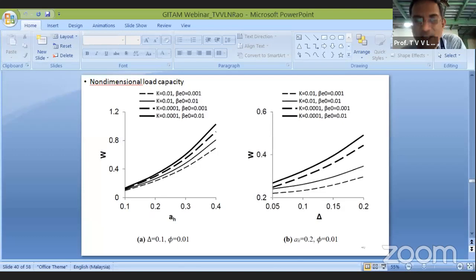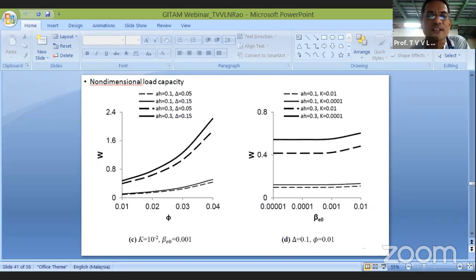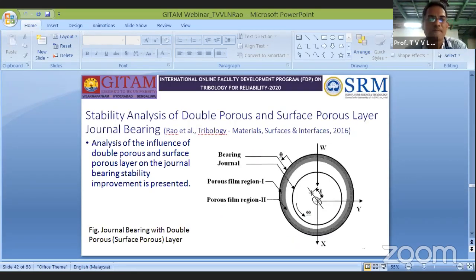So with that, once we have these designs, the manufacturers can have an idea of what kinds of parameters are dominant in enhancing the performance characteristics of the bearing. So I think the same is being explained over here.